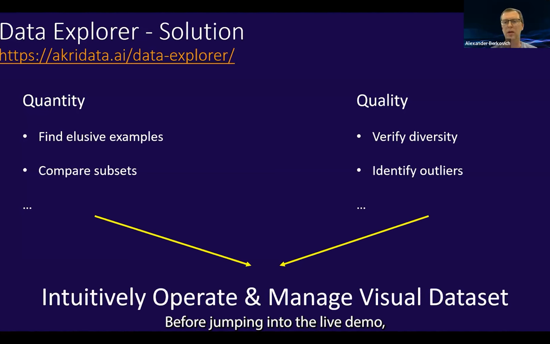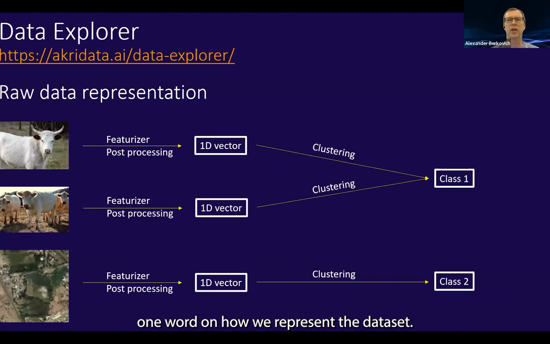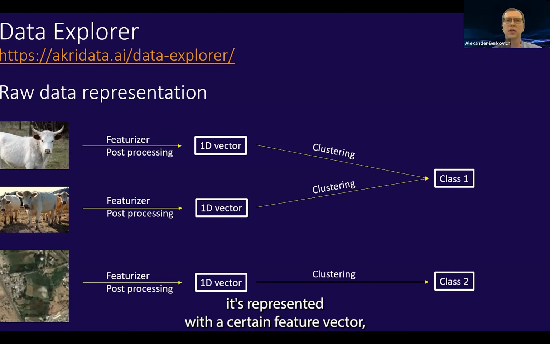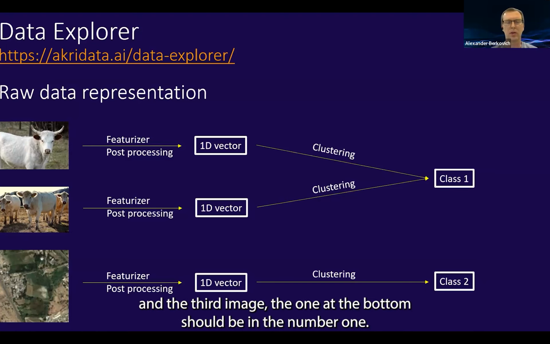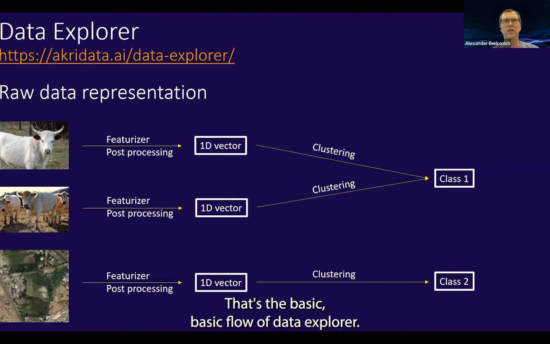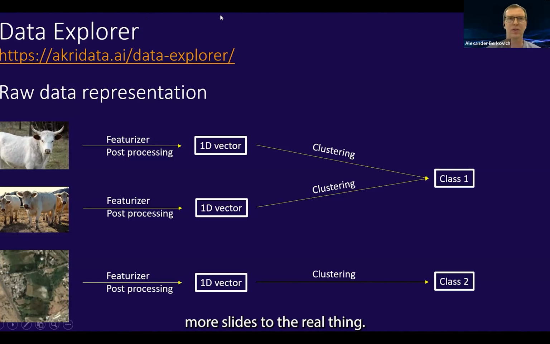Now, before jumping into the live demo, one word on how we represent the data set. Each image is processed and represented with a certain feature vector, and then we cluster based on those vectors. If we do the work well, the first two examples in this slide should be clustered into one cluster, and the third image, the one at the bottom, should be in another one. That's the basic flow of Data Explorer. And now, without any more slides, to the real thing.